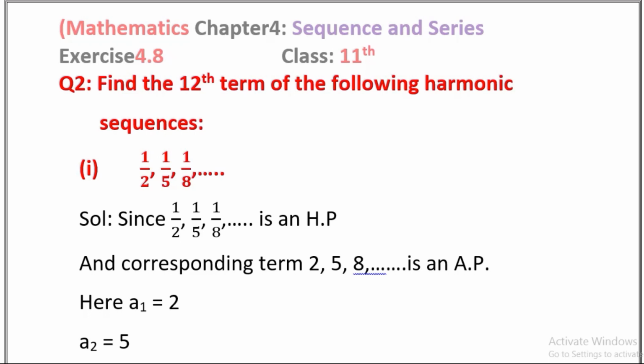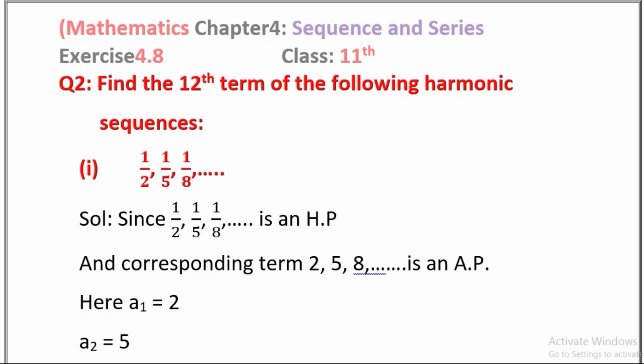In this lecture I will solve exercise number 4.8 question number 2. Find the 12th term of the following harmonic sequences. Part number 1: 1 divided by 2, 1 divided by 5, 1 divided by 8, and so on.